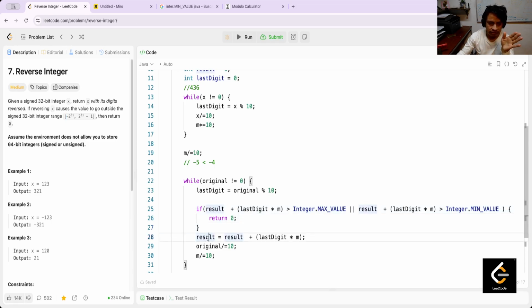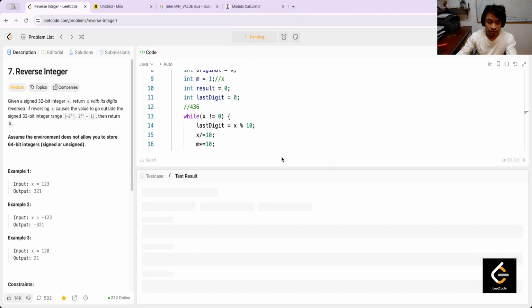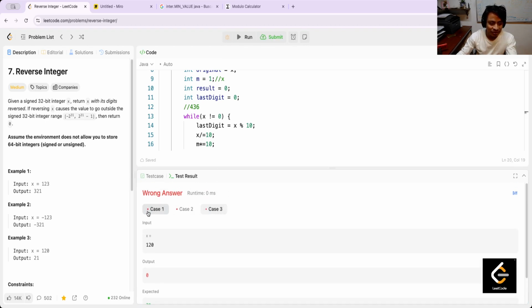In the case that it is okay, basically apply this operation. In this case, 6 multiplied by 100 is 600. Now 600 is here. The original divided by 10, and this is the same. I think that looks good, and it's wrong. Why am I returning 0?